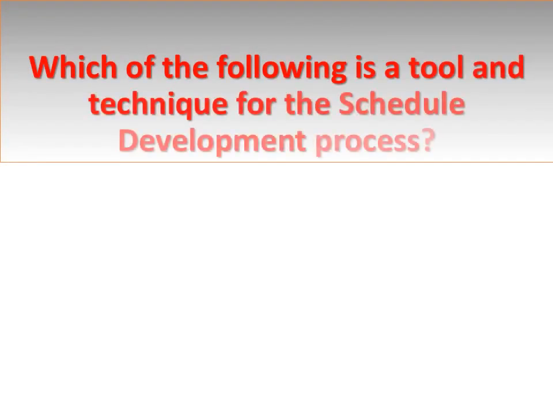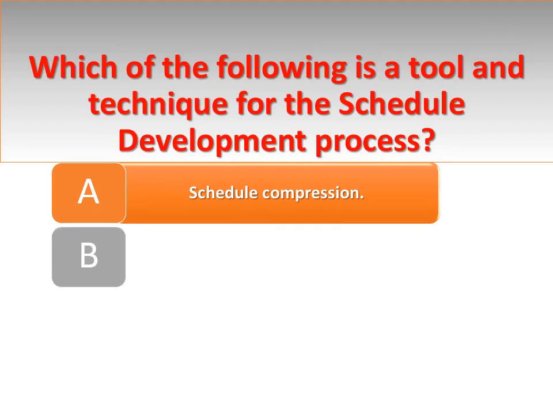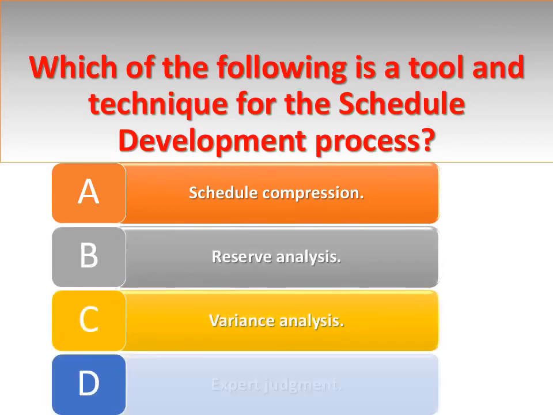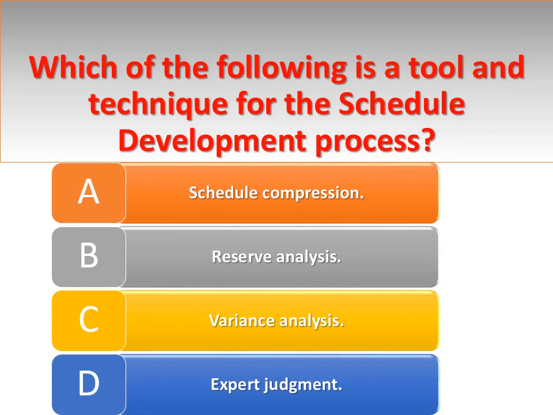Question number 19. Which of the following is a tool and technique for the schedule development process? A. Schedule compression. B. Reserve analysis. C. Variance analysis. D. Expert judgment. Answer A. Explanation. Schedule compression is a tool used as part of the schedule development process.